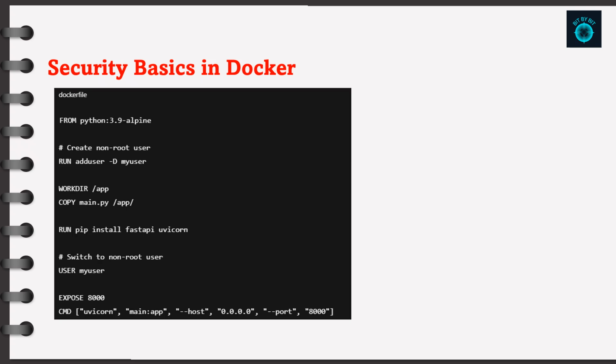Then, we set the working directory with WORKDIR /app and copy the FastAPI app into the container. We also install dependencies with RUN pip install fastapi uvicorn. After that, we switch to the non-root user using USER myuser. This ensures that the application and all subsequent commands run as myuser, not root. Running as a non-root user is a security best practice in production. Finally, we expose port 8000 and start the FastAPI server with Uvicorn. With this setup, the container is small, safe, and production ready.